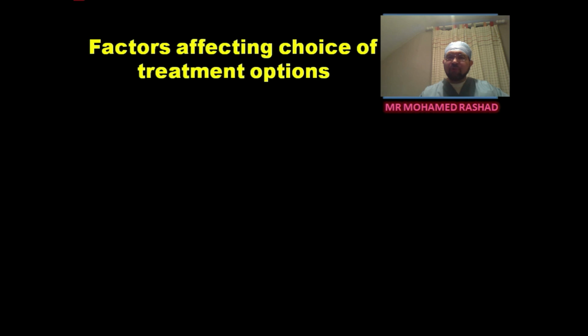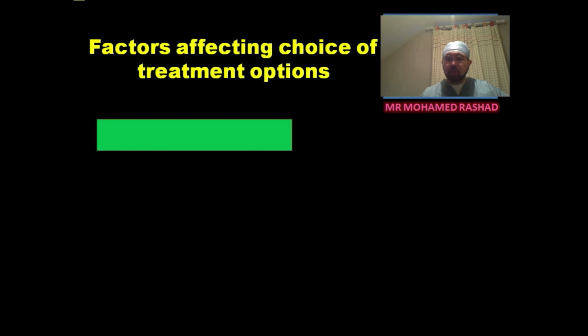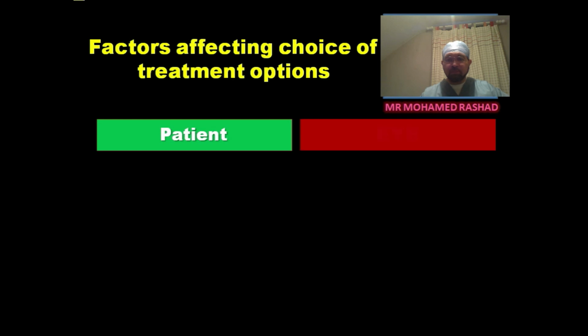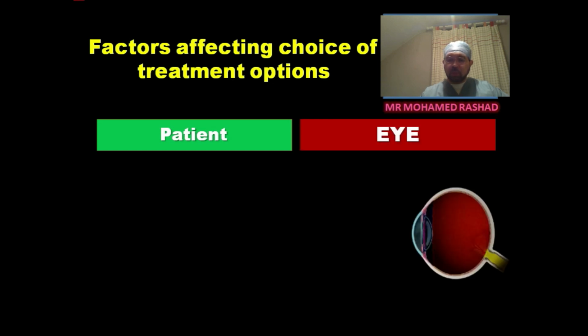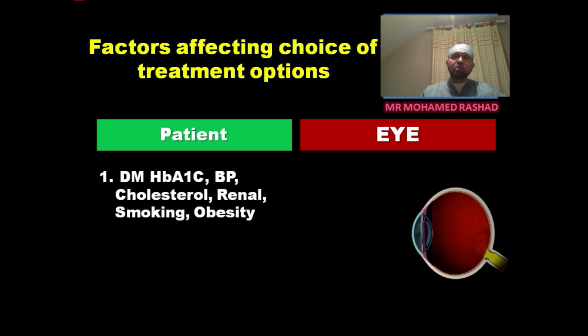We will start with what factors affect the choice of our treatment options. We have factors in the patient and factors in the eye. Regarding the factors of the patient, the most important thing is the HbA1c level for the blood sugar and the diabetic control.